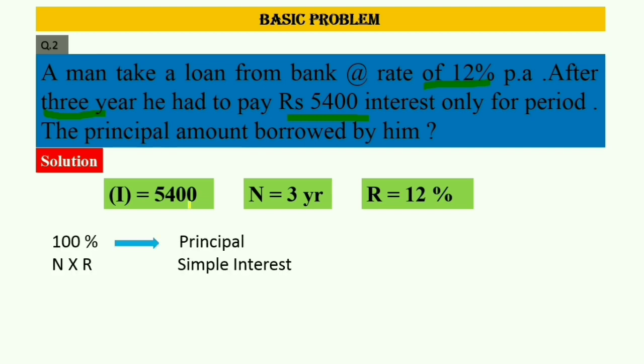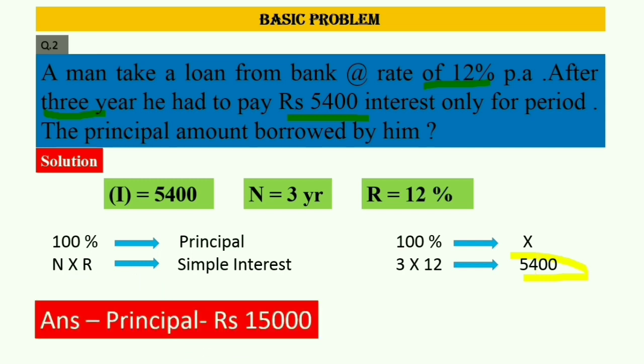So we will simply consider 100% as the principal, and after that N into R is the simple interest. We put the values of N into R, that is 3 into the rate of interest 12. Here we don't know the value of the principal, that's why I have considered it as X. After that the simple interest which is given in the problem, that is 5400. After cross multiplication we get the principal, that is 15,000. Okay, so this is the required answer.